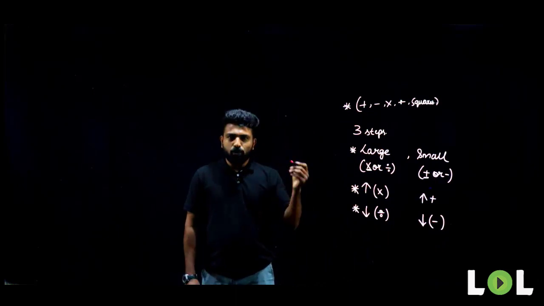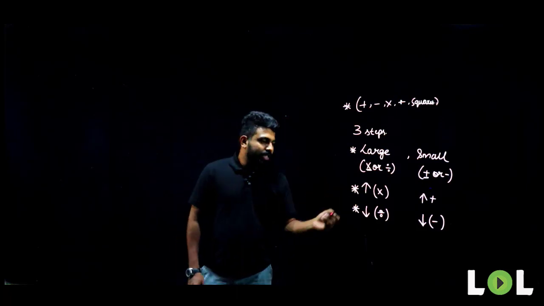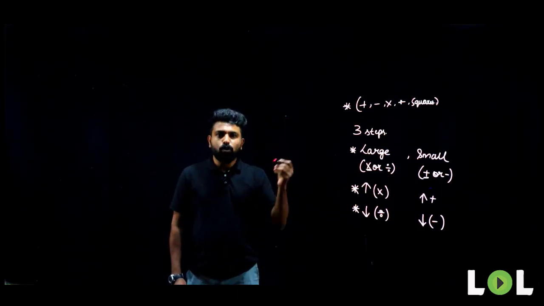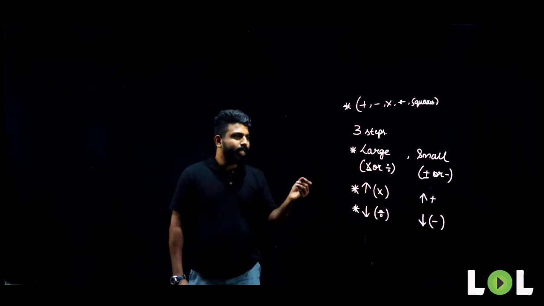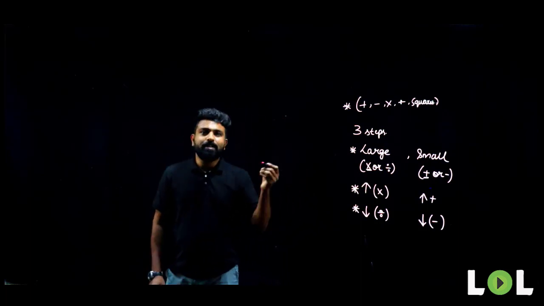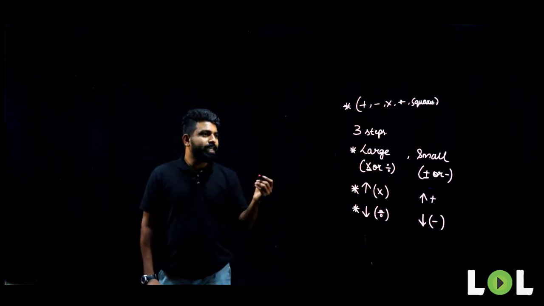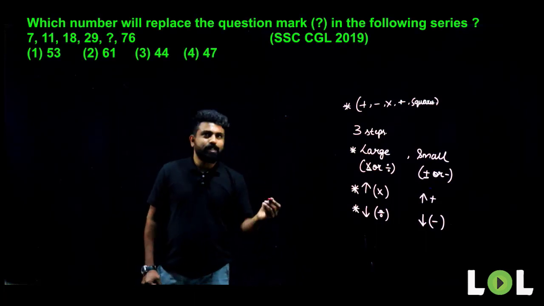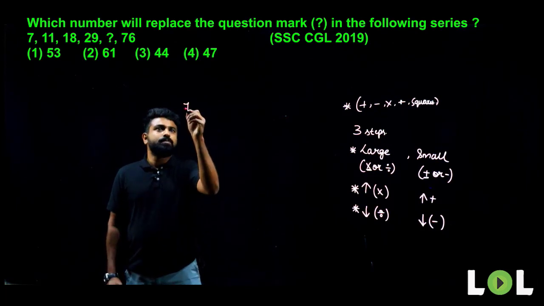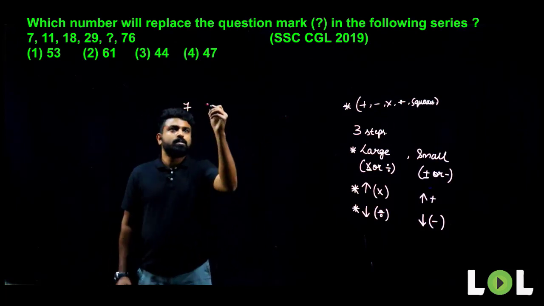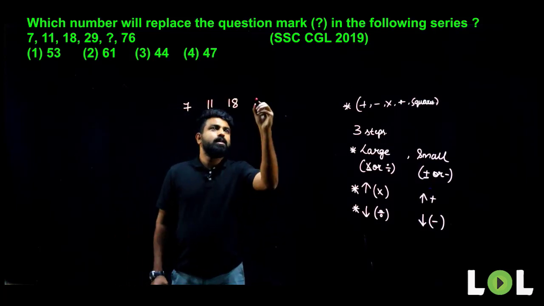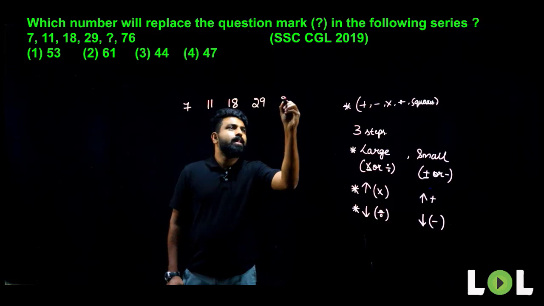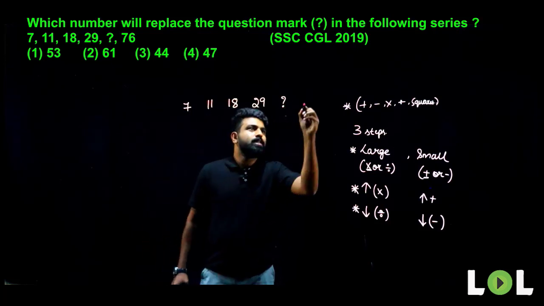We have solved a few questions in our previous class, so in today's class we'll be continuing those problems. Where did we stop? We stopped at the sixth problem. Now we'll be seeing the seventh problem in your material. What does it say? The series goes like this: 7, 11, 18, 29, and there's a question mark, and 76.